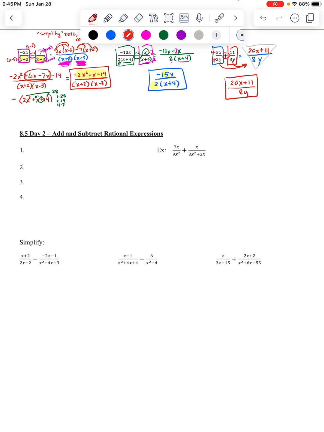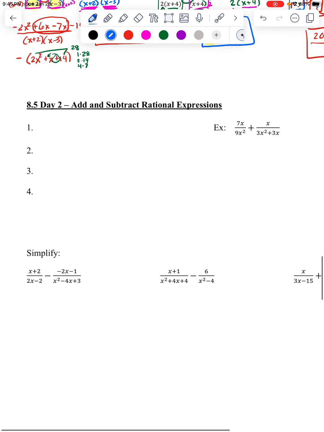Alrighty, friends, you're going to need to buckle up for this one because this one is a doozy. It's kind of related to what we did yesterday, but on steroids. And so we are going to go through this process, and the process is going to combine a lot of things that we've learned over the years.